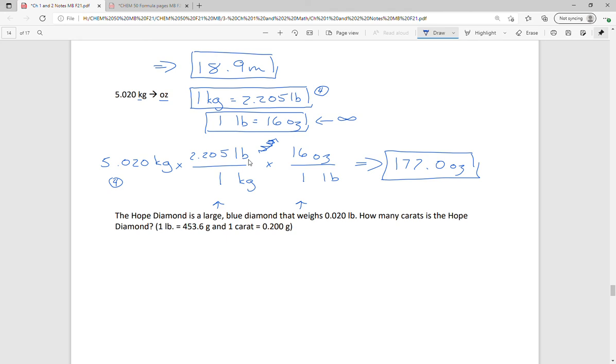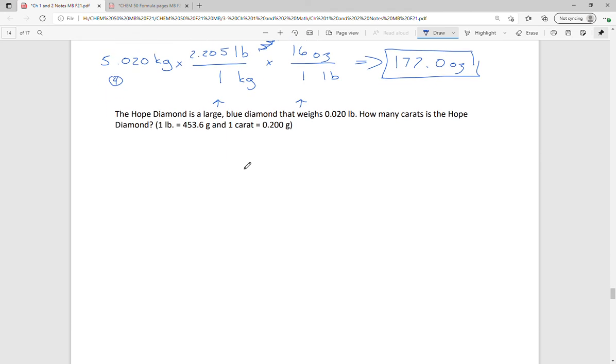So here's another example, bit of a word problem. This one is about a diamond, and I don't know a ton about diamonds, and this really illustrates how useful dimensional analysis is as a tool. So we know that there's a diamond that weighs this. This is what I'm starting with, and we want to go from pounds to carats. Carats are where we're going to end up.